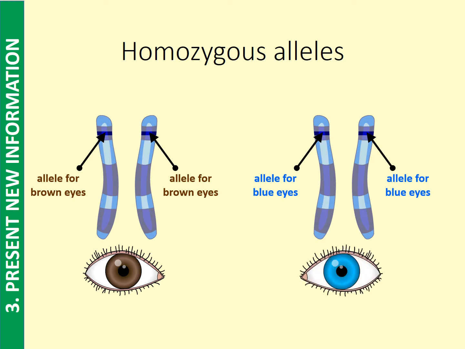Okay, so here the guy on the left has got two brown alleles, and he's got brown eyes. Okay, and here the woman on the right, she's got two blue alleles. Okay, they're the same as each other. They're both blue, and she has therefore got homozygous alleles for blue eyes. She has blue eyes.